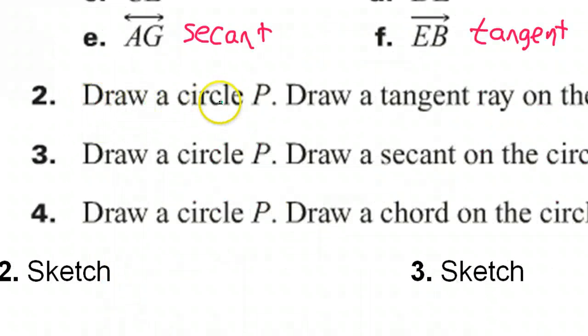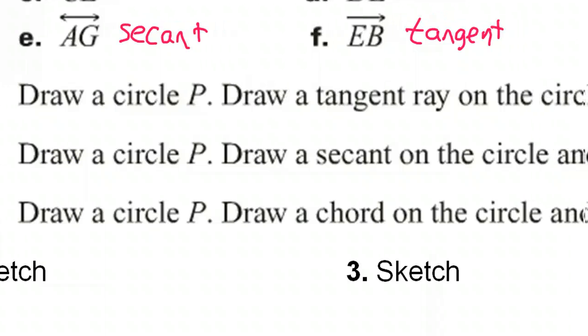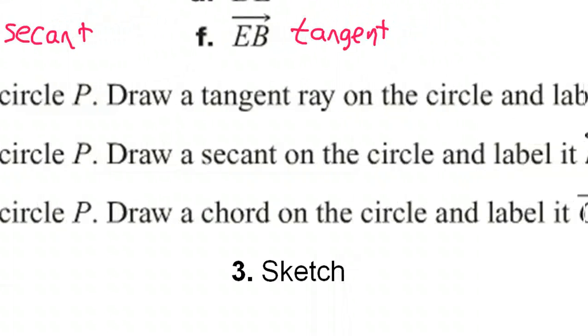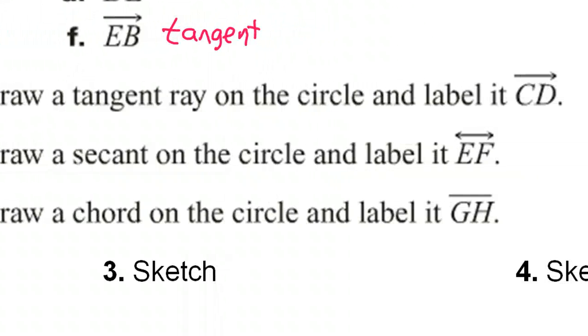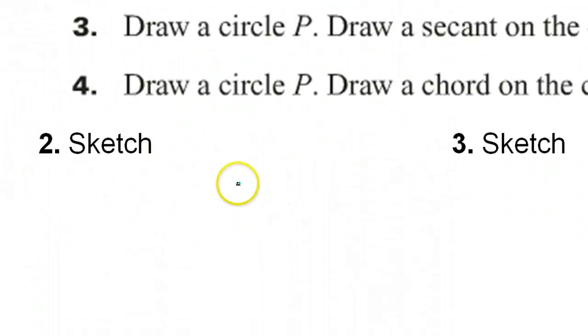Okay, read along with me number 2 as I slide across the page. Number 2 says, draw a circle P. Draw a tangent ray on the circle and label it ray CD. Okay, so I need to draw a circle P.